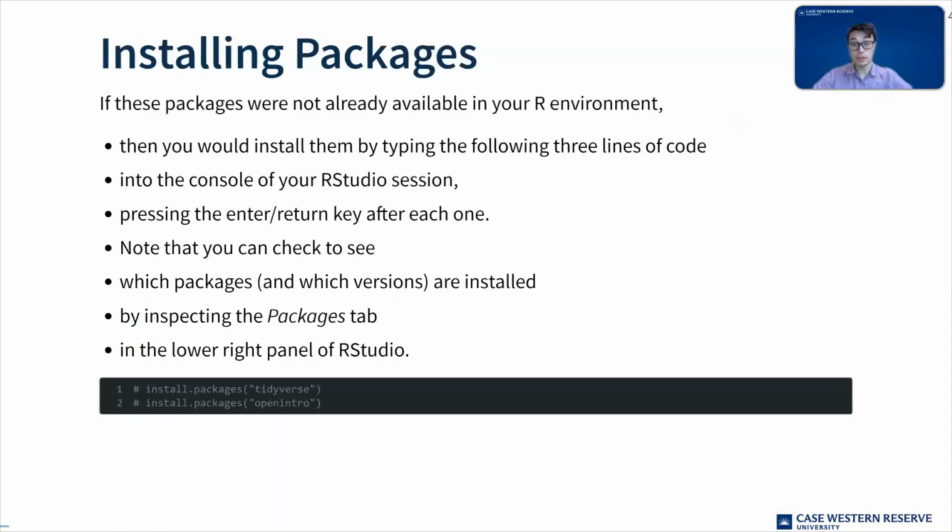In order to install a package, if they are not already in your R environment, we can install them by using the following lines of code. In the console of your RStudio session, we can type in install.packages, and then inside of that function, the character string or the title of the package that we would like to install. This needs to be encapsulated in quotes in order to work properly because it takes in a character string and not an object. We can check and see which packages are installed on our system by navigating to the lower right-hand corner of our RStudio pane and clicking on the Packages tab.